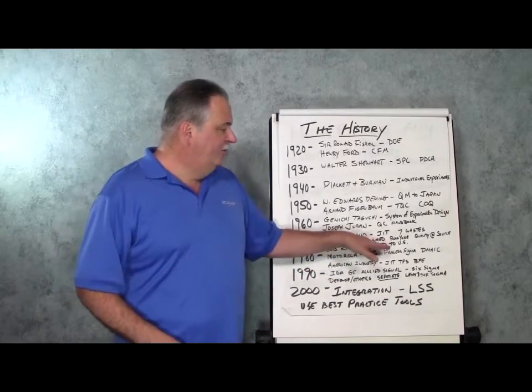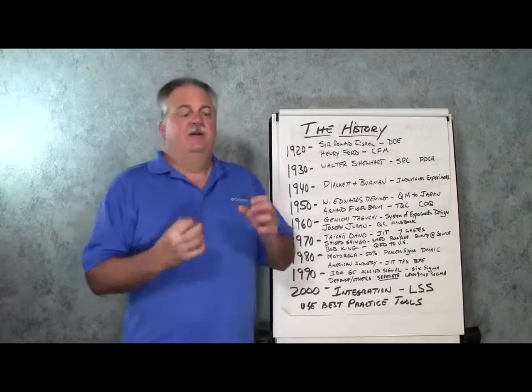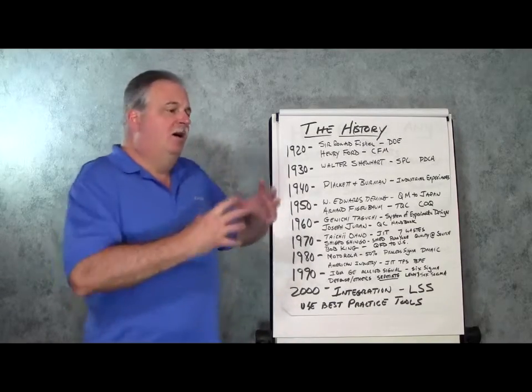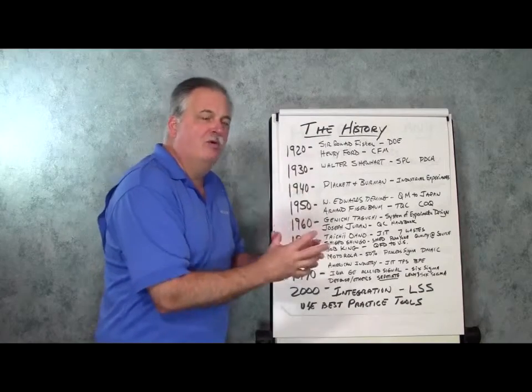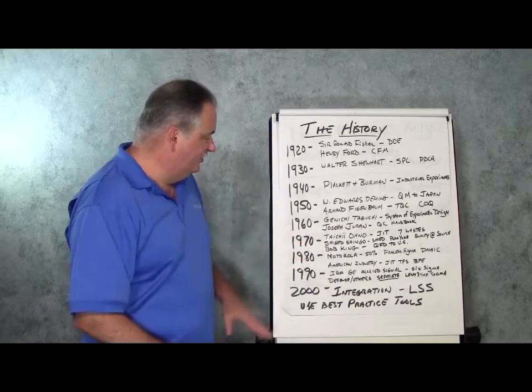And then Bob King, he brought quality function deployment to the United States, which is a matrix method that helps us to focus on what the customer wants, how important it is, and then how we're going to deliver that to the customer. So QFD helps with that.